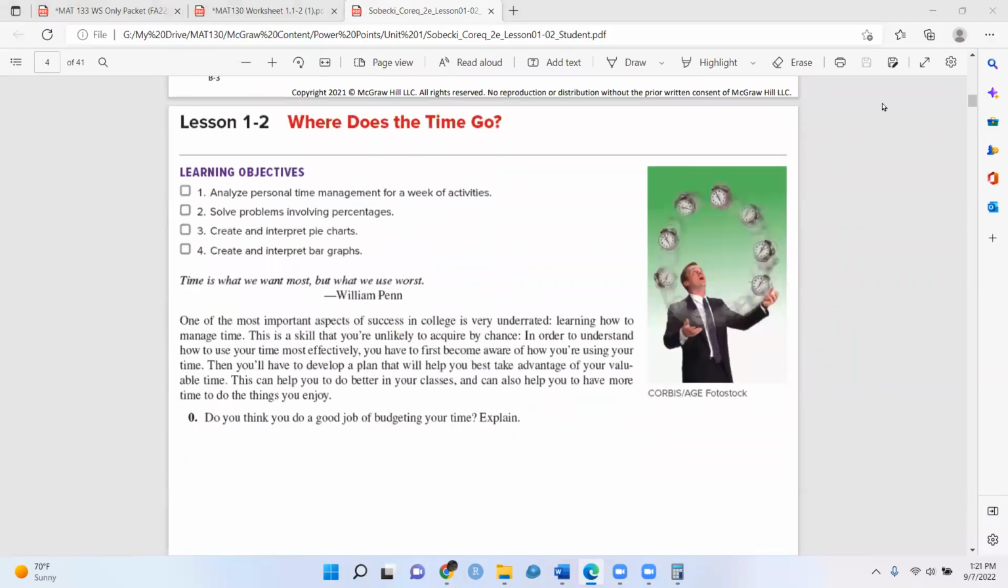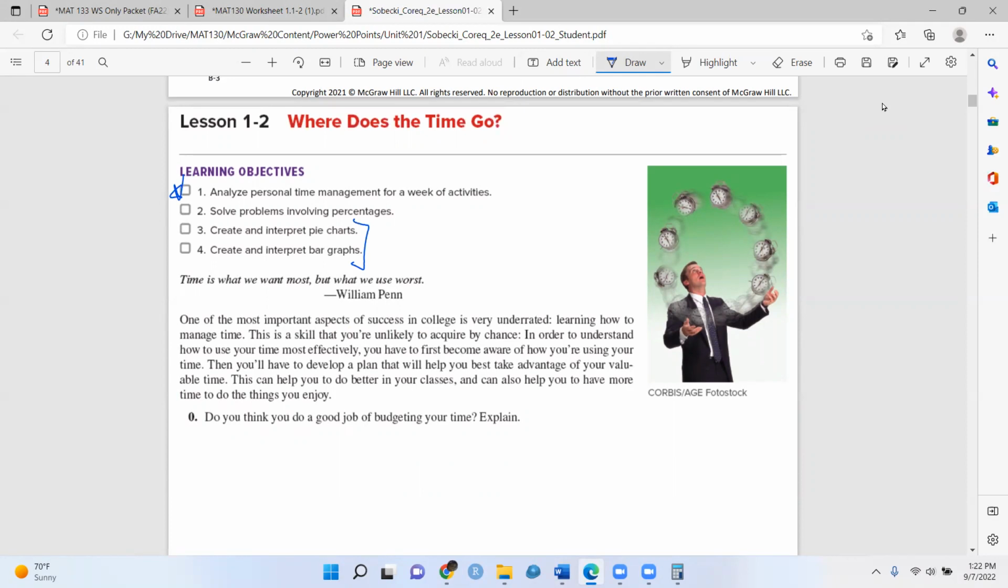So 1.2 starts with this concept of time management. And then we're going to use the things we learned from 1.1 about percentages, specifically relating them to pie charts and graphs. And after we do this, we're going to talk about the project that is your exam for Unit 1, because this leads right into the project.